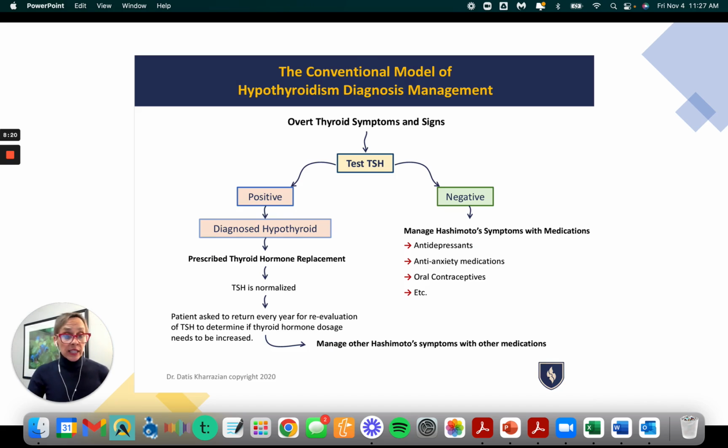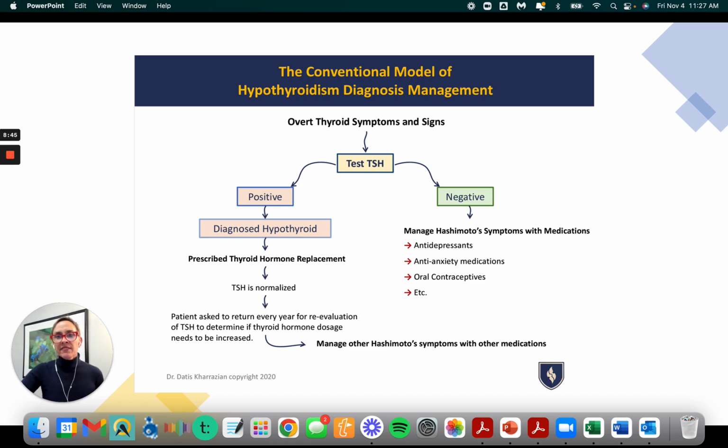Now, conventionally, both models are really important when we're taking care of people with hypothyroidism. And today I'm going to hopefully explain to you why expanding on the conventional diagnosis and treatment of hypothyroidism is important and will support a person just having a better quality of life and more vitality.